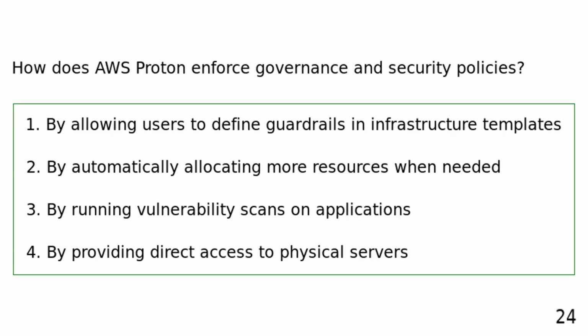How does AWS Proton enforce governance and security policies? By allowing users to define guardrails and infrastructure templates. By automatically allocating more resources when needed. By running vulnerability scans on applications. By providing direct access to physical servers.